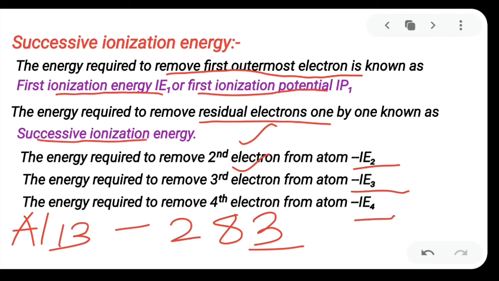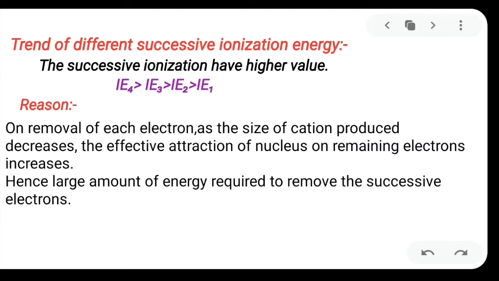Now let us see how the value increases. Okay, so you can see the IE4 is greater than IE3 is greater than IE2 is greater than IE1. So there is a successive increase in the ionization energy. What is the reason? The reason is that on removal of the electron, the size of the cation, because once we remove the electron, the atom is converted into the cation.